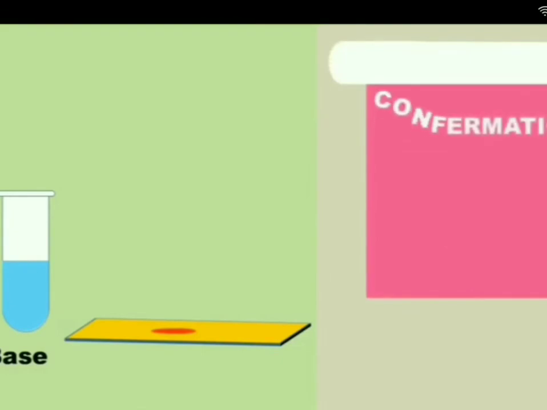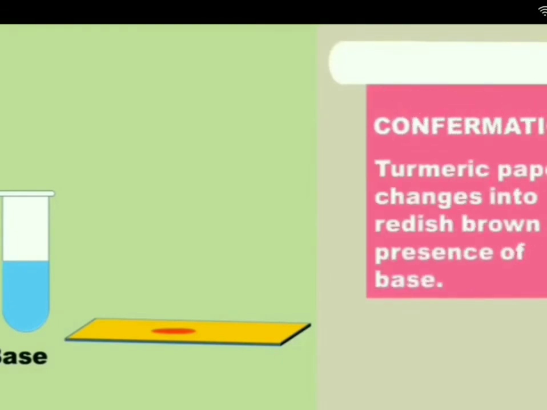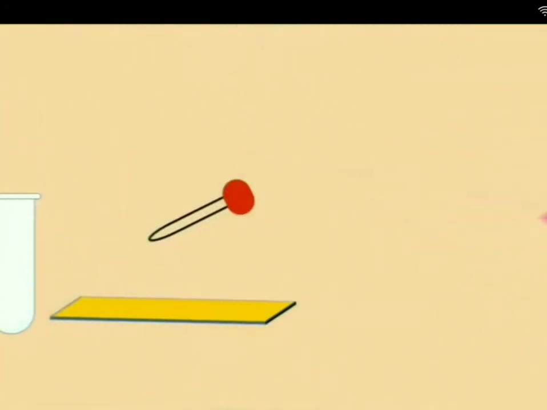So no change. So this is the turmeric sheet. You can also prepare this turmeric sheet by rubbing the turmeric paste onto an A4 size paper or any good white paper. And if you add a base, what is a base? Soap solution or detergent solution. At home it is there. You can add it. You can see that the turmeric paper turns red for base. And for acid, it remains as it is. It will not change any color. So this is the confirmation. Turmeric paper changes into reddish brown in the presence of base.